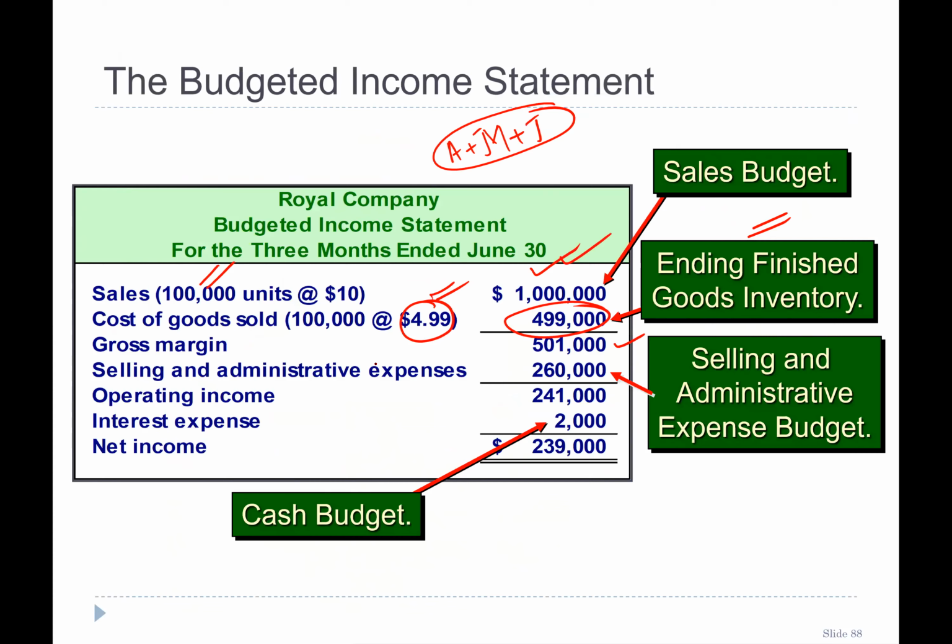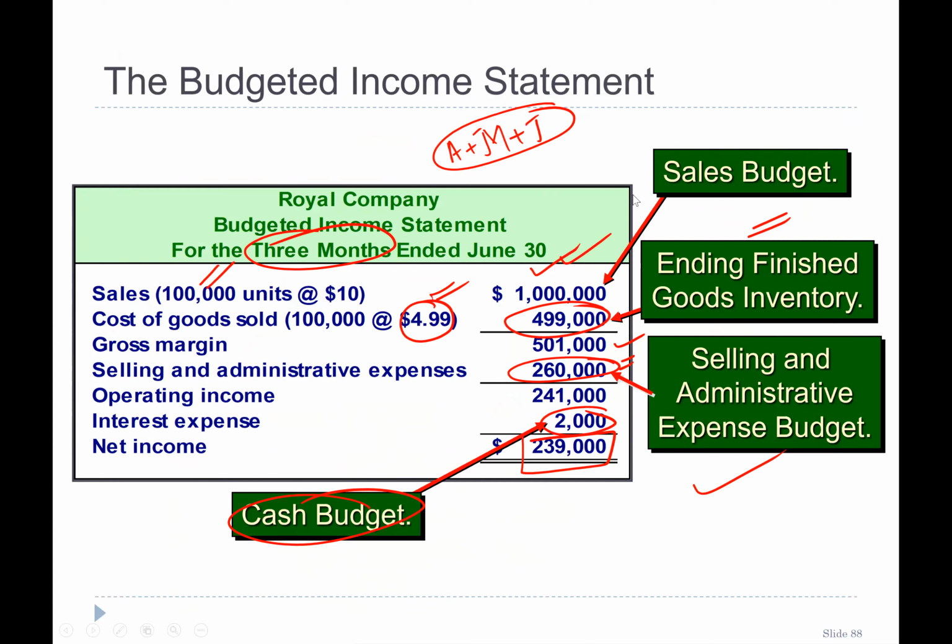Selling and admin expenses, we just go through the selling and administrative budget. We just pick that figure from here, and this is the quarterly figure, right? Because we are making a quarterly income statement, and interest expense is 2,000, which can be verified from the cash budget as well. So this is our expected net income, right, guys? This is our expected net income.